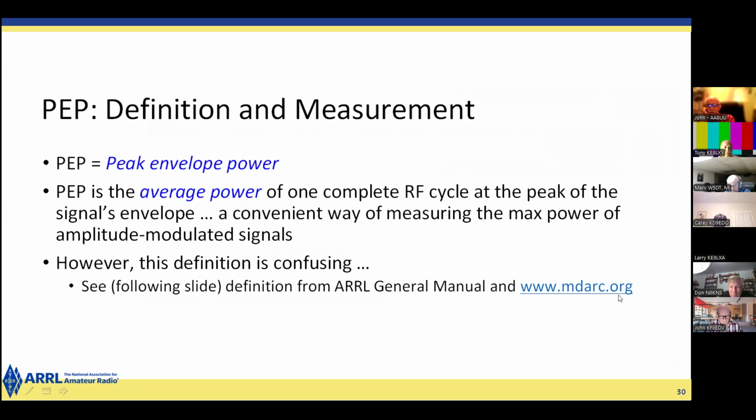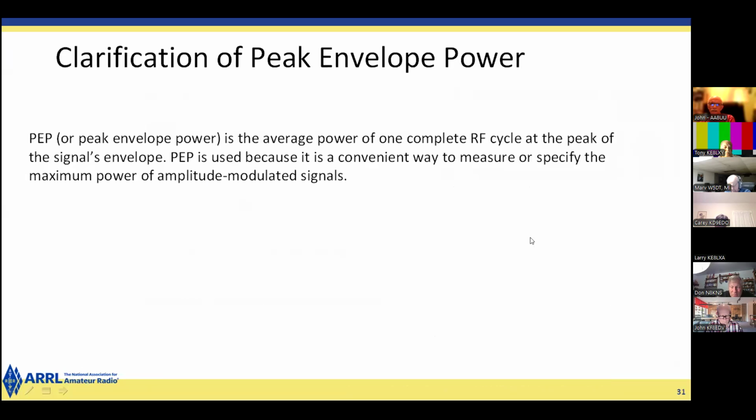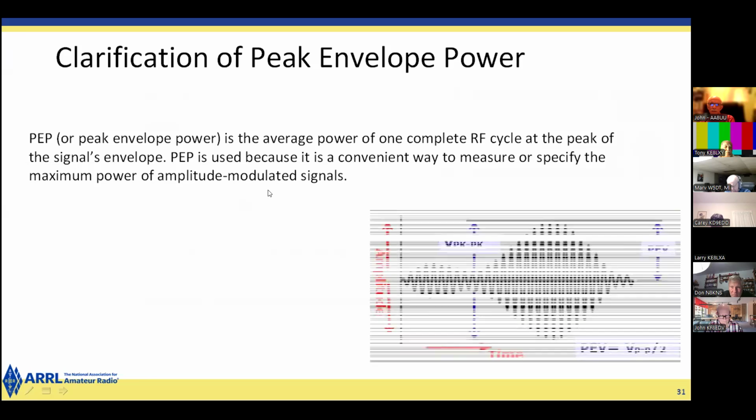However, the definition is confusing, just as I said. See the definition for the AR manual, blah, blah. So we'll take a better look at that as soon as I can make my thing behave here. Clarification, let's hope so. Peak envelope power is the average power of one complete cycle at the peak of the signal's envelope. PEP is used because it is a convenient way to measure or specify the maximum power. We said that, didn't we?